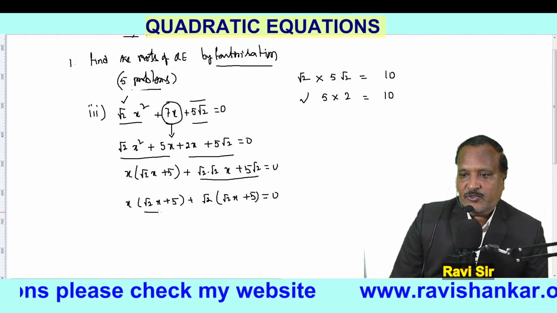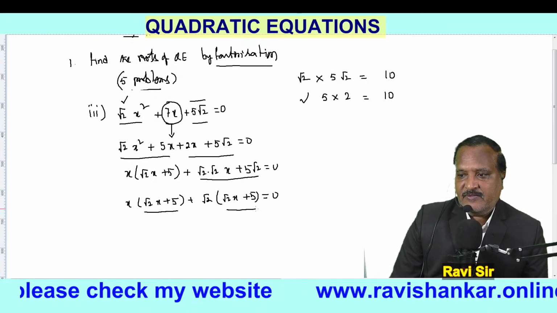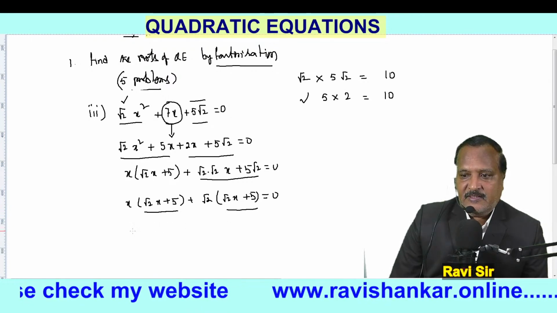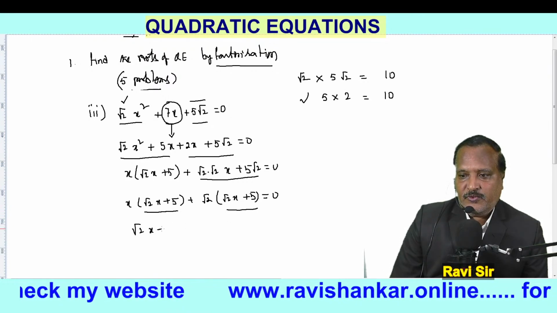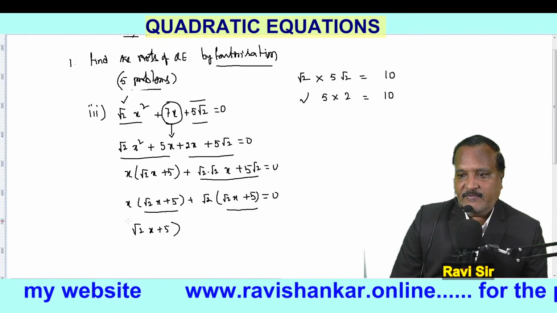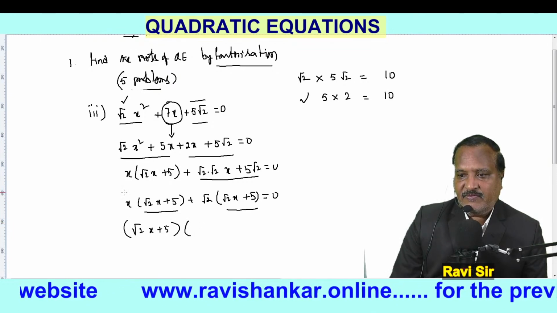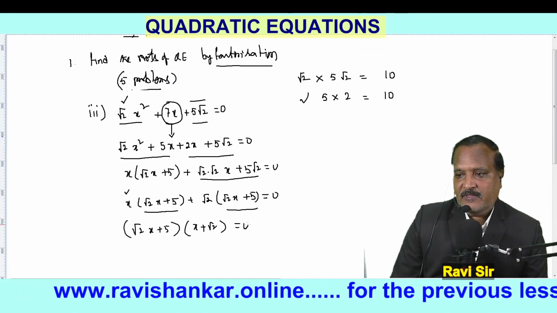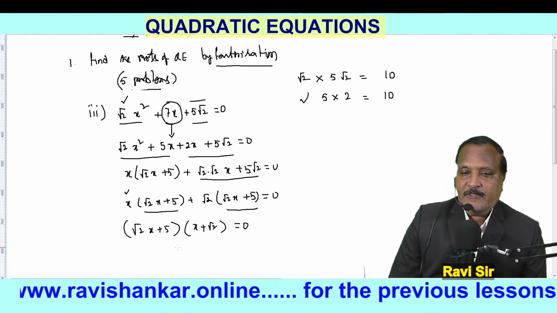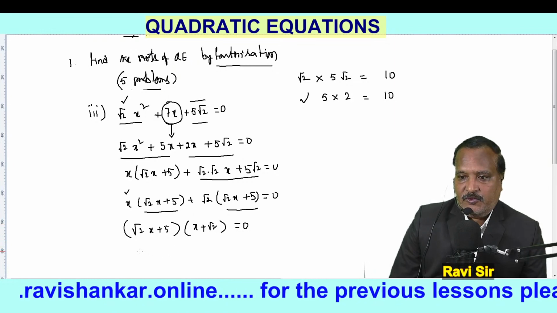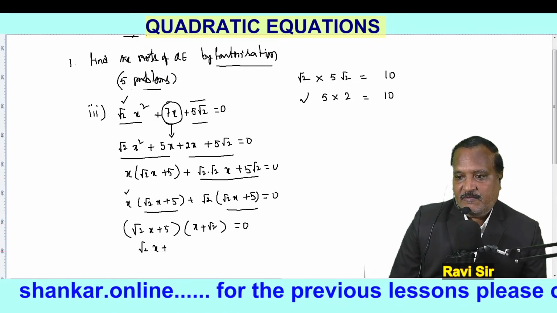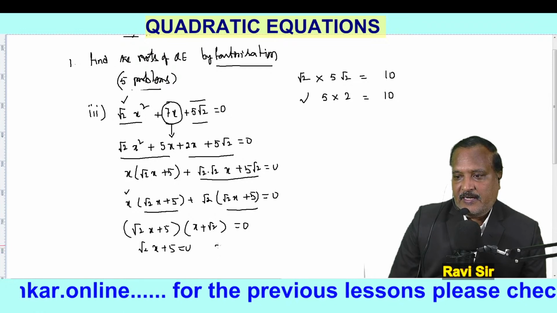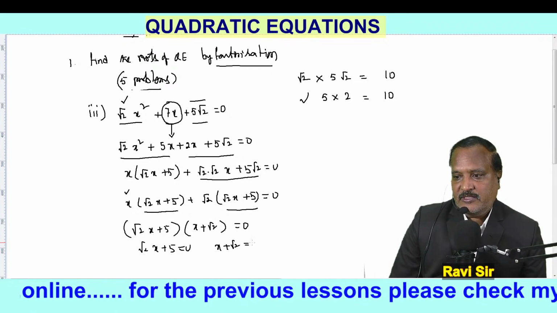Now see, root 2x plus 5, root 2x plus 5, again a common factor. So you take it out. Root 2x plus 5 is one common factor. The leftover is x plus root 2 is equal to 0. So now root 2x plus 5 is equal to 0 and x plus root 2 is equal to 0.